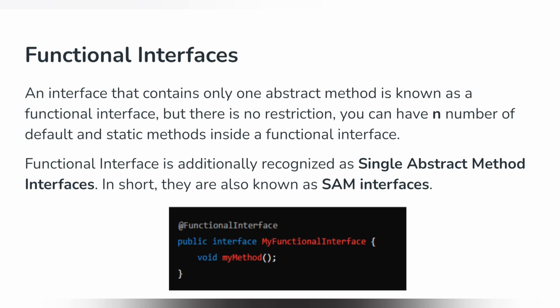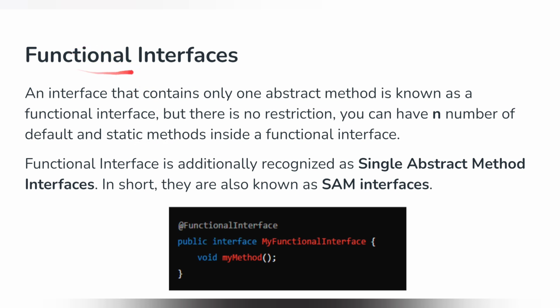And what are abstract methods? A method that does not have any method body, only the declaration, and any class which implements that particular interface needs to provide the implementation for the abstract method. That we already know. But from Java 8, as we have already seen in the previous videos, we have default and static methods inside an interface. So what about default and static methods in a functional interface?